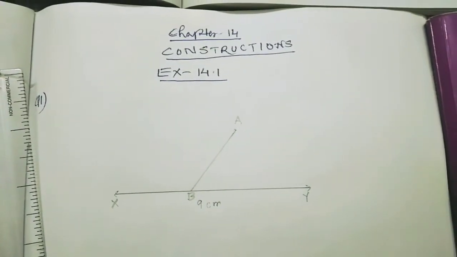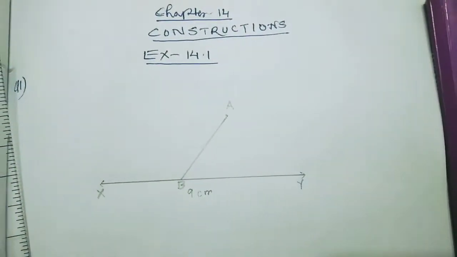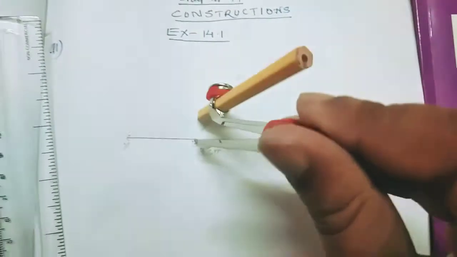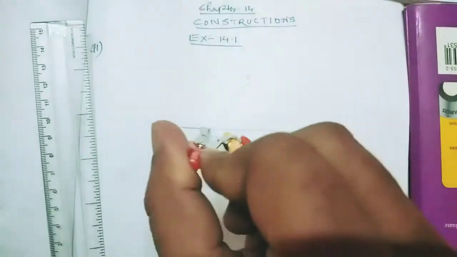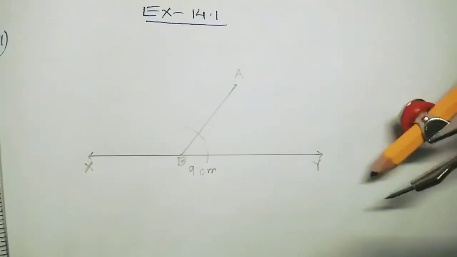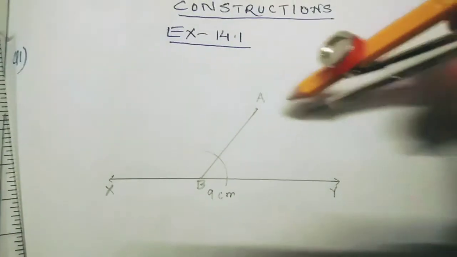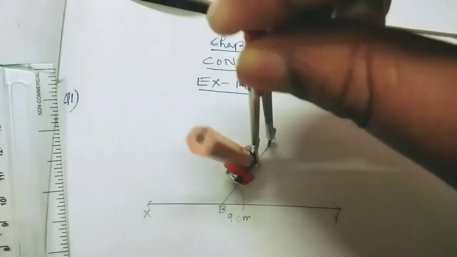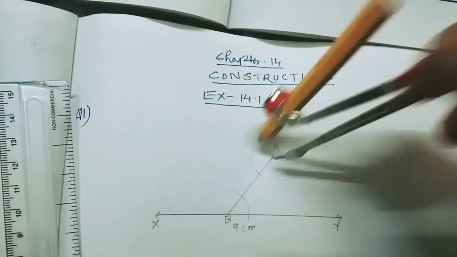Now what do we do? We'll measure one arc. From point B we will draw an arc like this. Without changing the radius, again we'll draw one arc at point A. From this point draw the same arc like this, so that it will cut the line AB. It should cut the line AB.